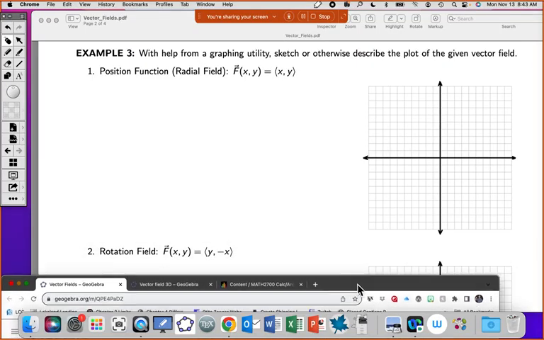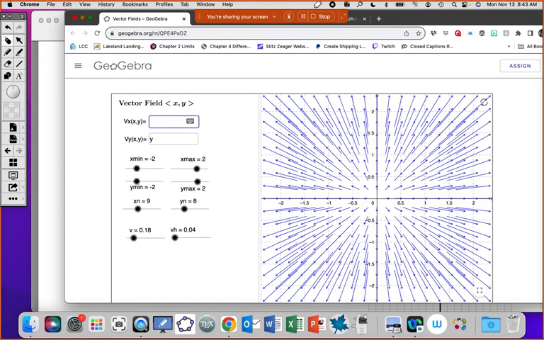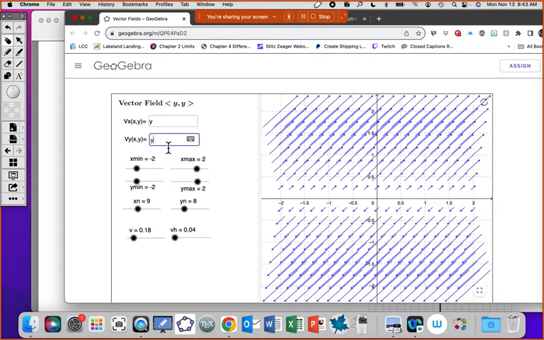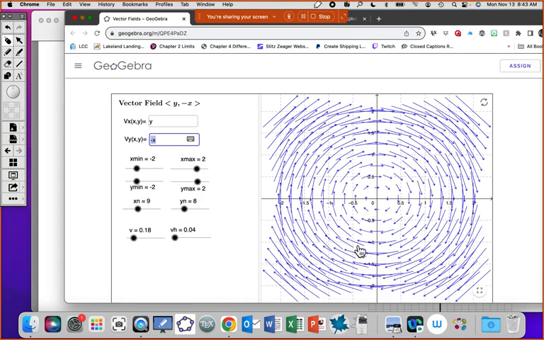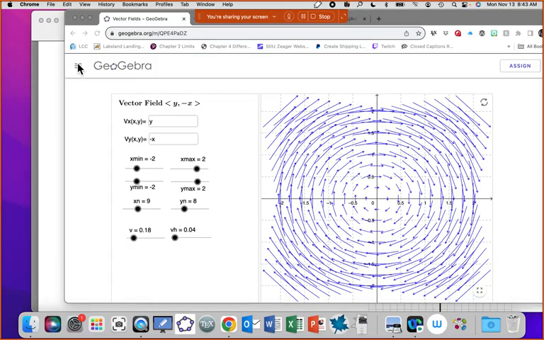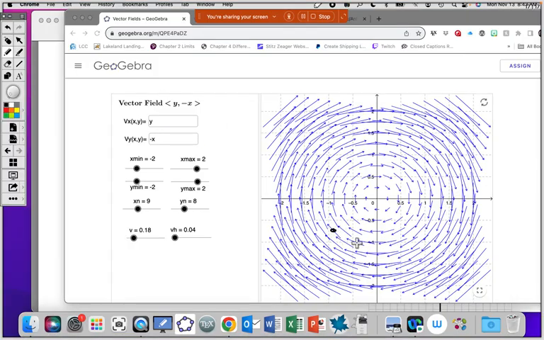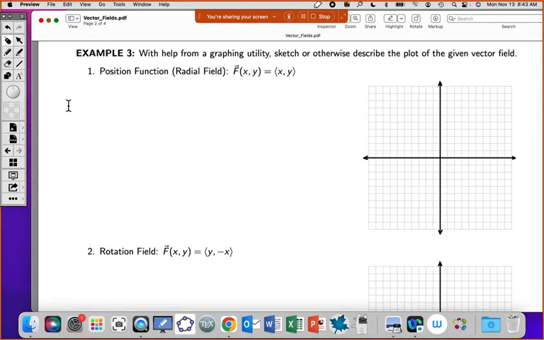Compare that to a rotation field, y comma negative x. You see why this is called a rotation field? Because if I imagine I was there, I would be getting pushed this way, and then I would be getting pushed this way. And you can almost follow the trajectory all the way around. So these two, we'll come back to this later.